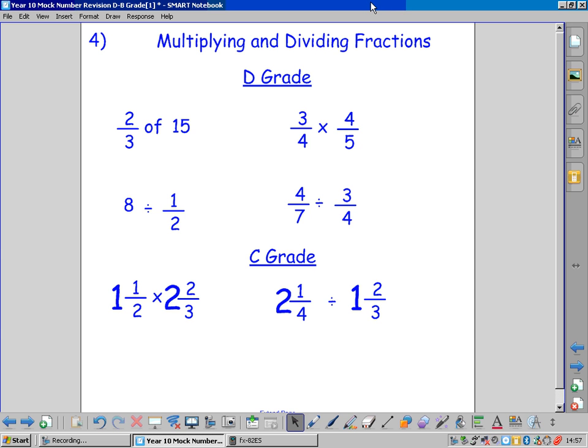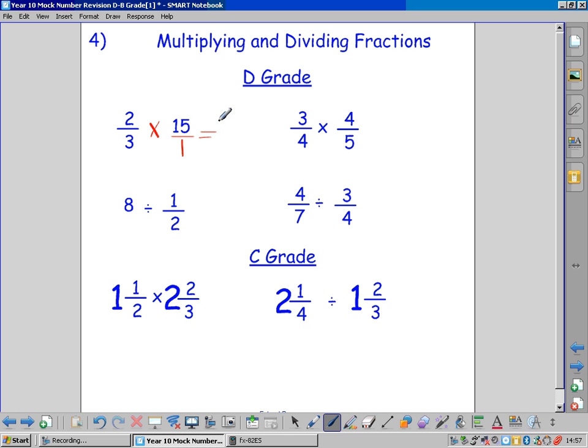Multiplying and dividing fractions. Multiplying fractions, "of" means times, so 2/3 of 15. We can do 2/3 times 15. If we don't have a denominator, the denominator is 1. And when we multiply fractions, we times the numerators and the denominators, and that's it.